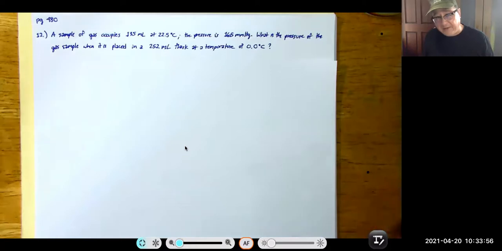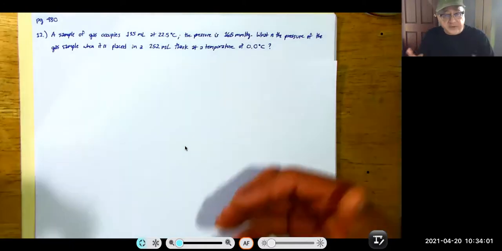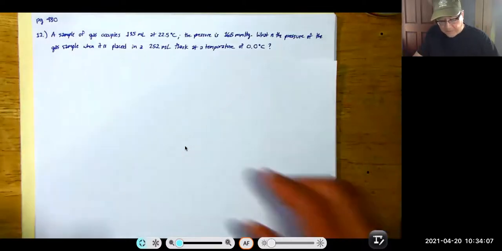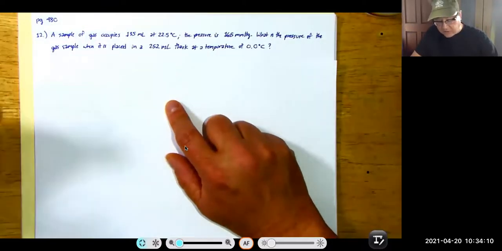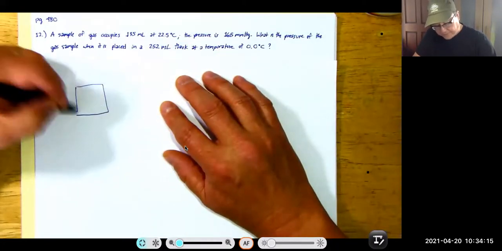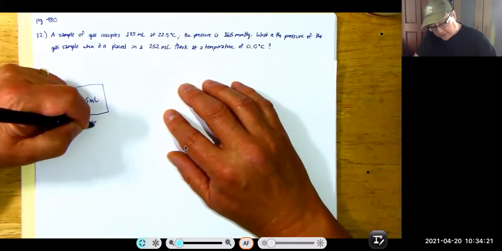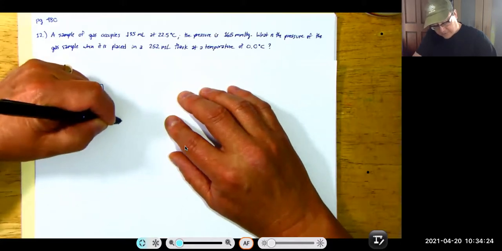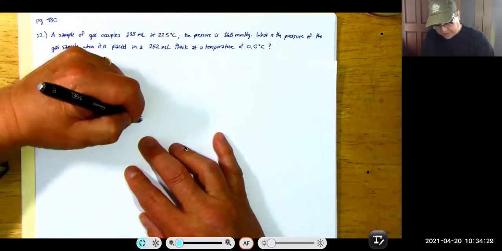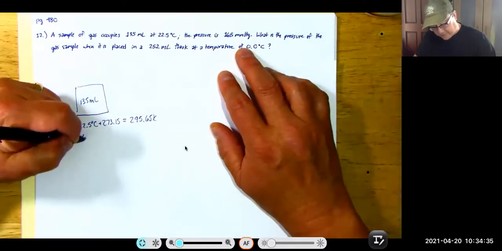So what you might want to do now is pause this recording, see if you can set up the problem, get the solution, and then compare it to what I am about to do. So here I go. You've seen me already draw little drawings for these things. So I have a sample of gas, and here I'm just going to draw a little cube, and it's 135 milliliters. It's 22.5 degrees Celsius plus 273.15, which is equal to 295.65 K. And the pressure is 165 millimeters of mercury.